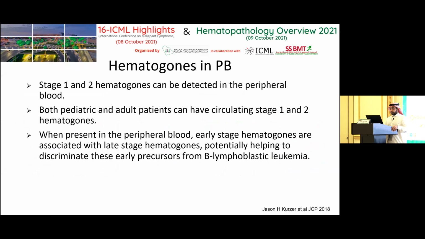Hematogones can be seen in the peripheral blood, especially stage 1 and 2, which can be detected in peripheral blood. Both pediatric and adult patients can have circulating stage 1 and stage 2 hematogones. When present in peripheral blood, early stage hematogones are associated with late stage hematogones, potentially helping to discriminate those early precursors from B lymphoblastic leukemia.